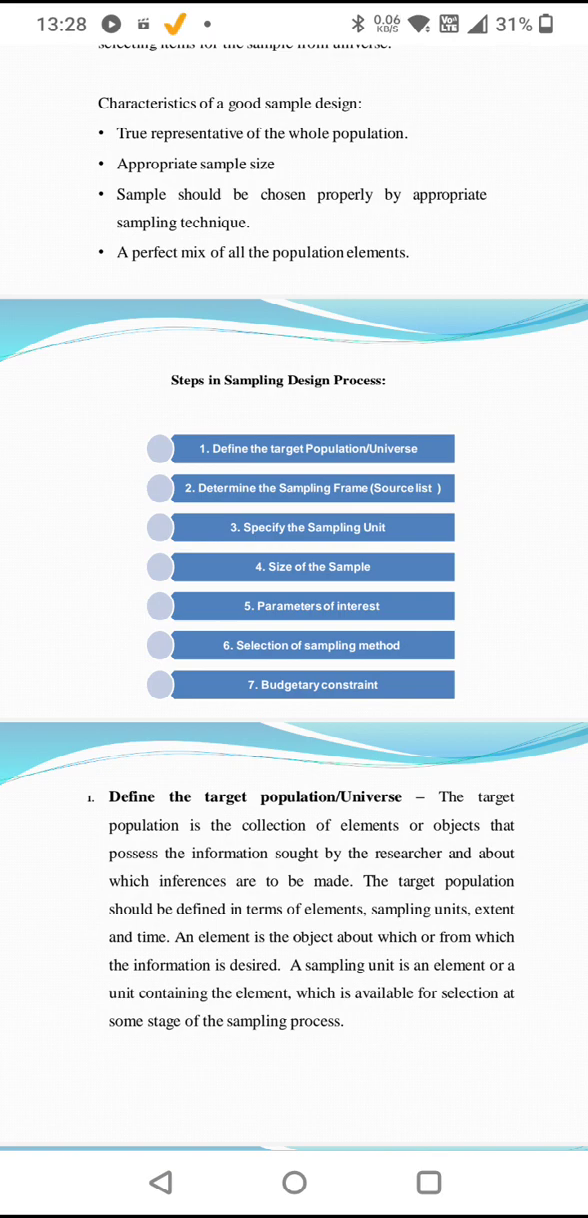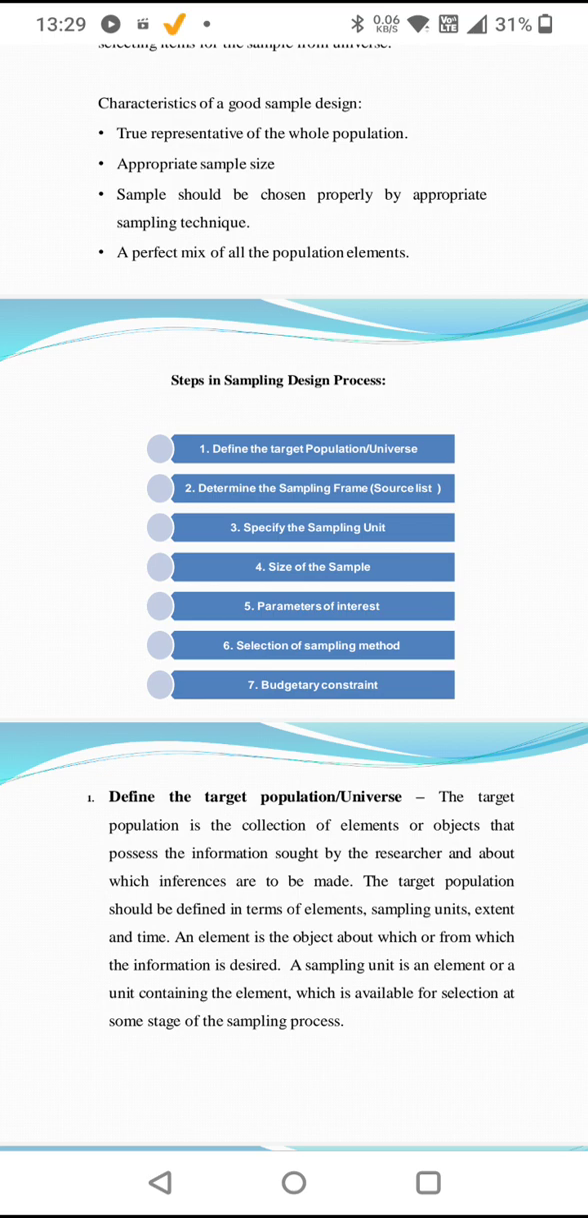So he has to look into the type of universe. These are the steps which are there in the sampling design, and we will go one by one with that. That is, defining the target population or universe. The first step in developing any sample design is to clearly define the set of objects, technically called the universe, to be studied. The universe can be finite or infinite. In a finite universe, the number of items is certain, but in the case of an infinite universe, the number of items is infinite. That is, we cannot have any idea about the total number of items.